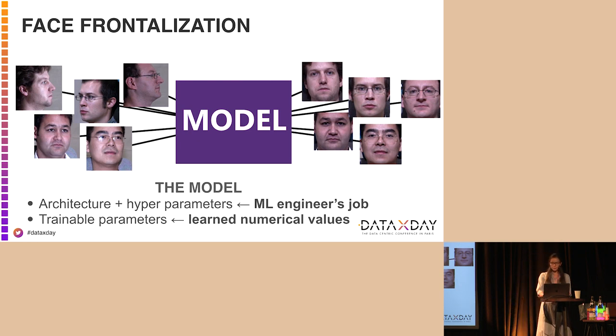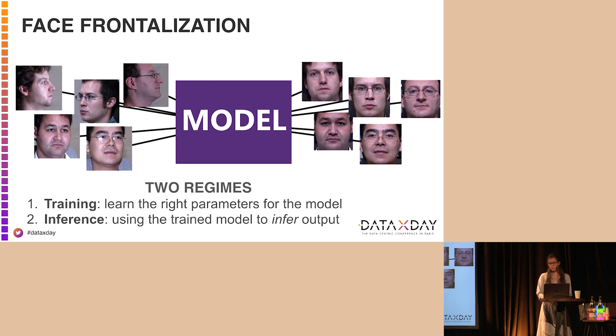So speaking of which, there are two regimes involved in machine learning. There's training, when you're learning the right parameters of the model. And then there's inference, or predicting, or using the model that you have already trained for inputs that the model has not seen during training. So here I will mostly focus on the training in this talk.